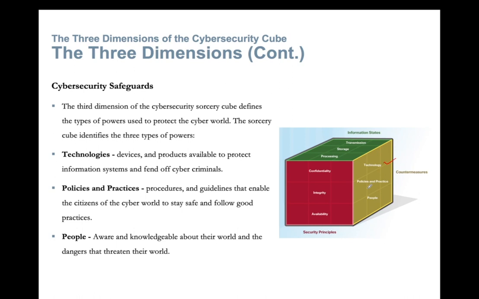So these are the three dimensions of your cybersecurity cube. One is the principles of security. The second is information states. And the third is the countermeasures, or the safeguards.